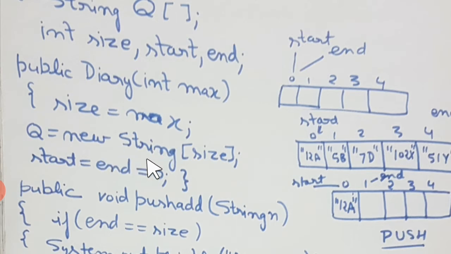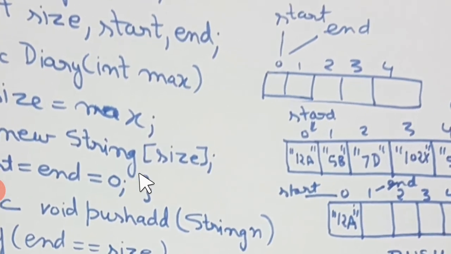Q equal to new string, so that's array creation. Memory is being allocated here. So size has been used over here, and after that, students, the most important line: start and end both have been given the initial value 0. So when the Q is empty, as I have shown you here, when no data is here, start and end will both be pointing to index 0.